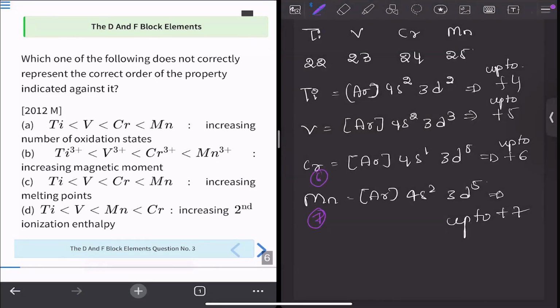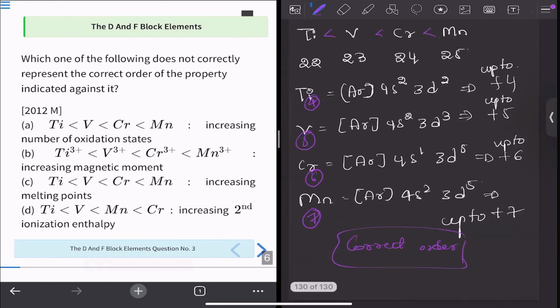It can show 6, it can show 5, and it can show 4. The order is this one. So this order is correct. Option A is the correct order. They have asked about the incorrect order. Okay. This is the correct order.